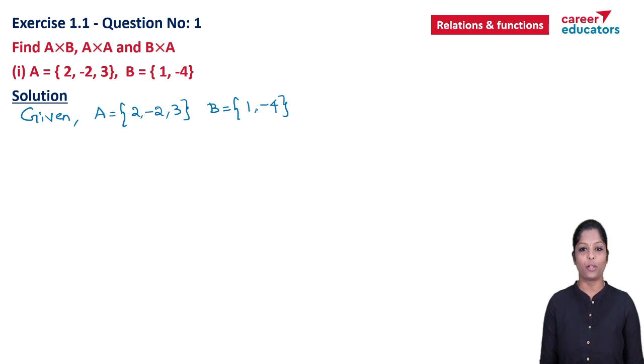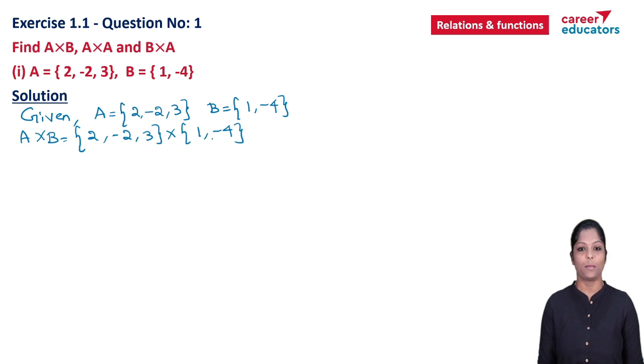Now we are going to find A cross B. To find A cross B, we have to do the Cartesian product of A and B. To find the Cartesian product, we have to pair each element of A with each element of B. So, A cross B equal to, write all the elements of A, cross, write all the elements of B.